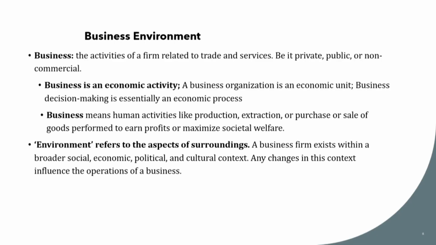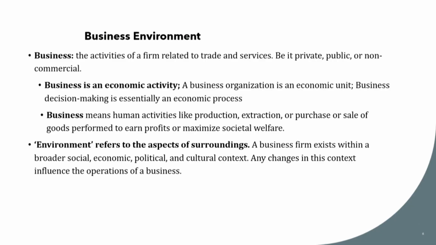So business means human activities like production, extraction, or purchase or sale of goods performed to earn profit or maximize societal welfare. So when we talk about earning profits, that is mainly about the private entity. Their objective is to maximize profit. And when it comes to societal welfare, that is the main objective for government business. That means their main objective is to maximize societal welfare.